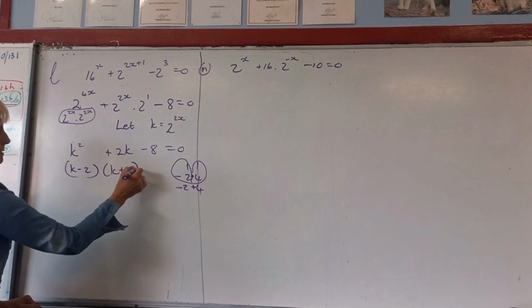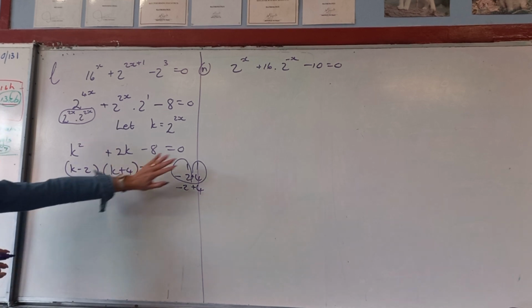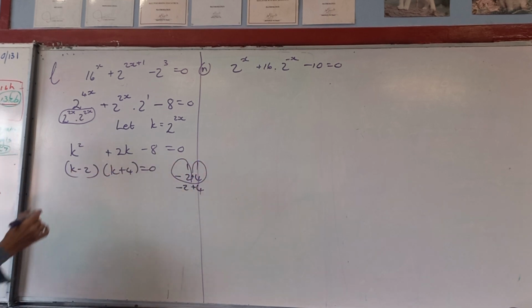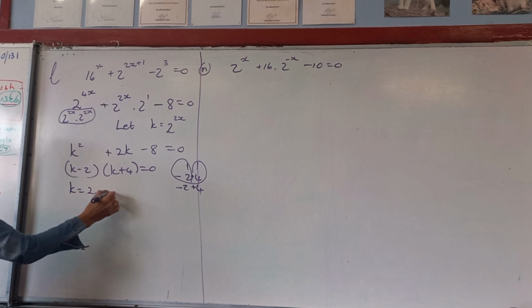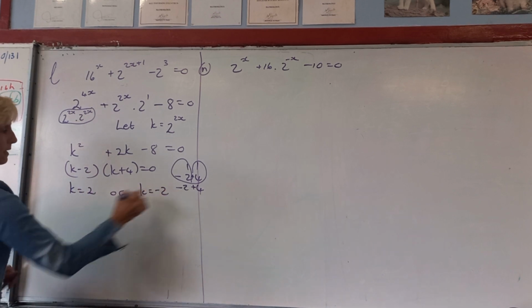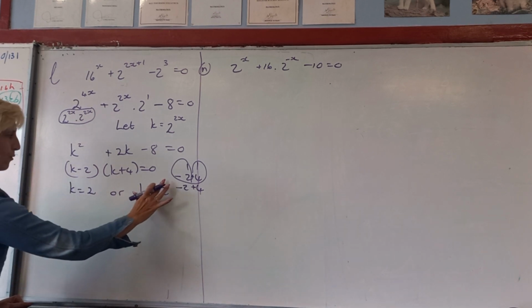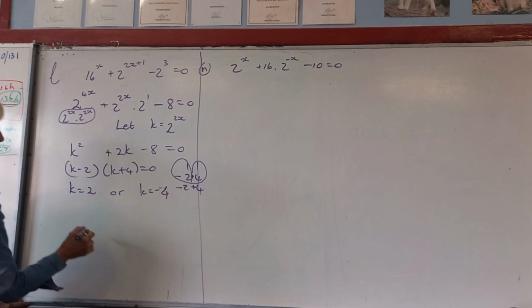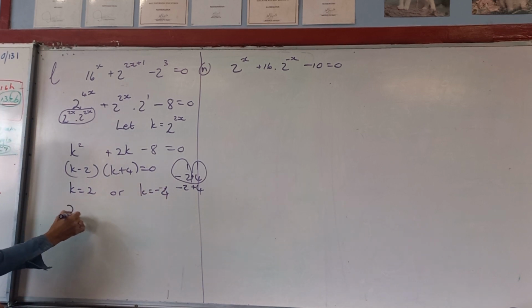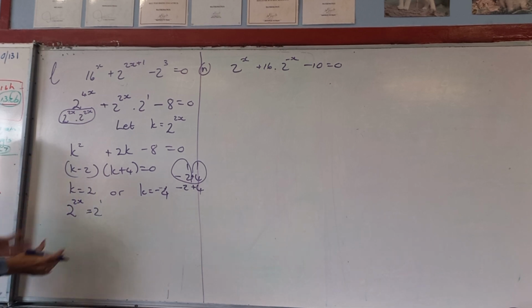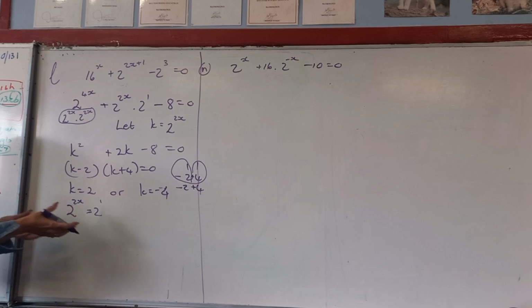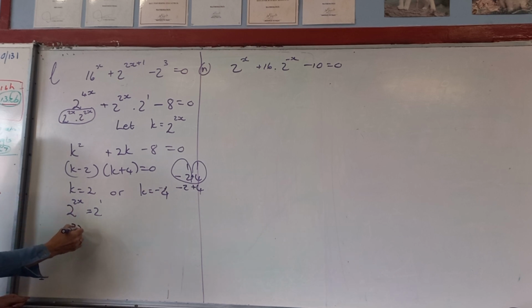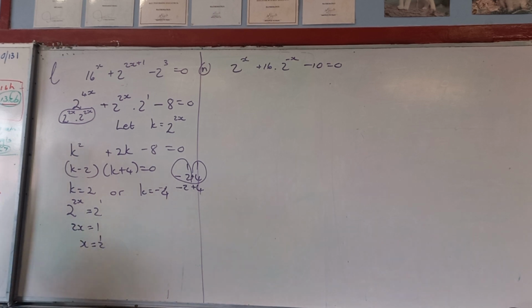How you get to that is not my concern. I don't need to see that. And then your answers would be k is equal to 2 or k equals negative 4. And then the k still has to be substituted with 2 to the 2x. This was 2 to the 1. So my rule comes only later on in the sum. Powers are equal, bases are the same, so 2x is equal to 1. And if you immediately wrote x is equal to a half, that's fine.